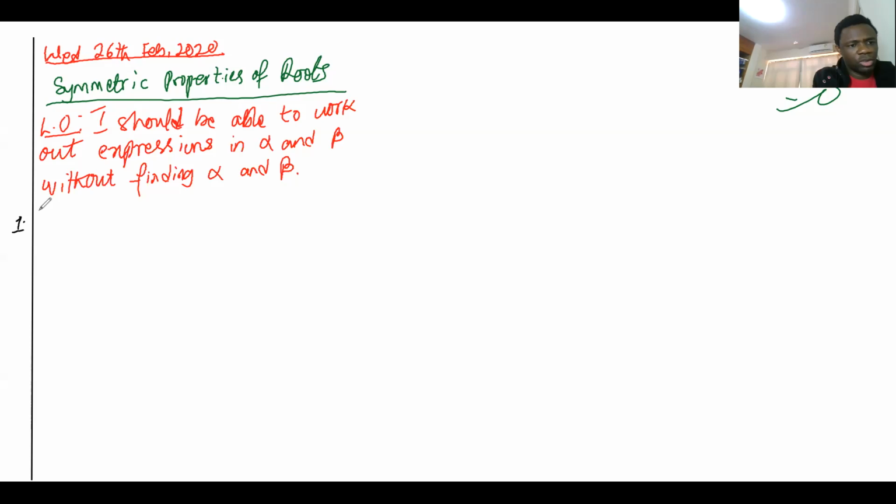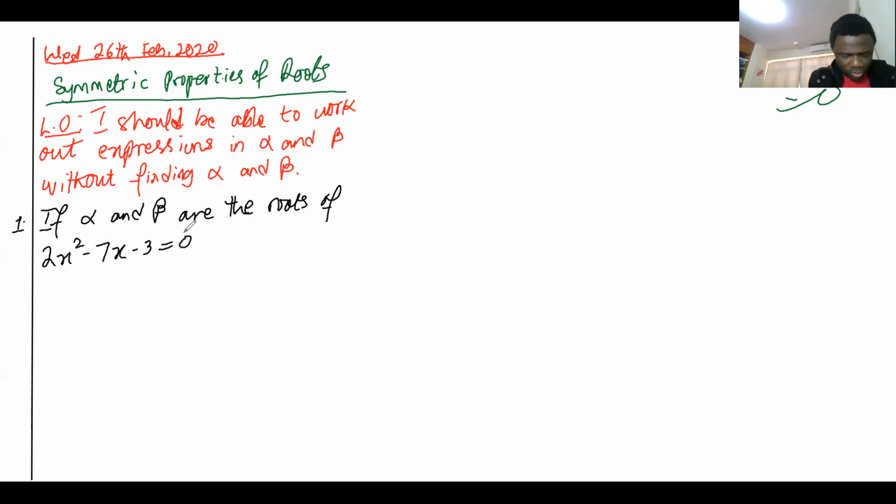So let's say question 1 says, if alpha and beta are the roots of 2x squared minus 7x minus 3 equals 0, work out alpha plus beta.